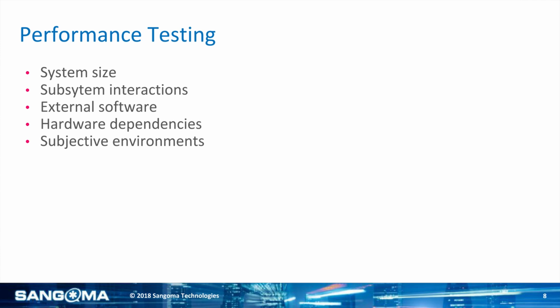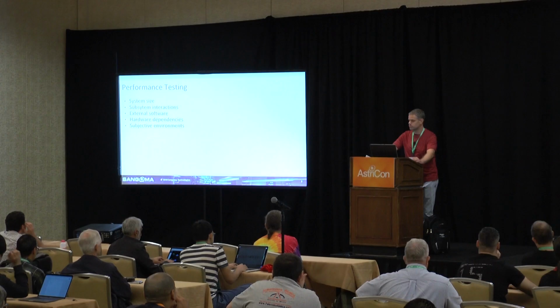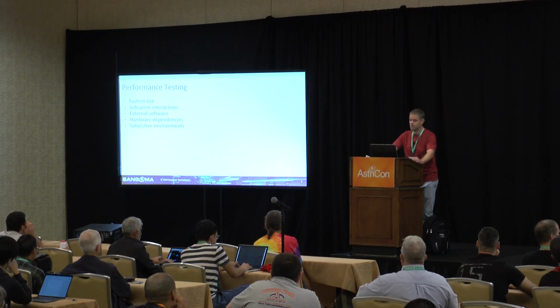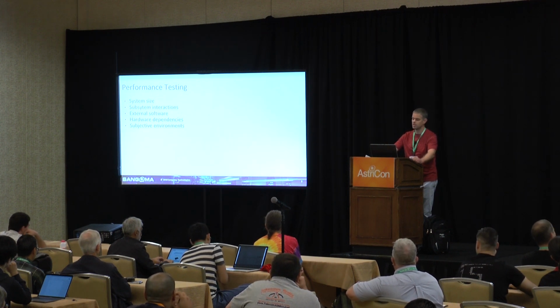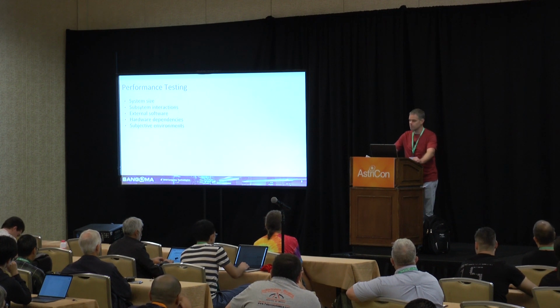Performance testing, as he mentioned, can be tricky when gathering results. It's made more difficult by a few factors, things like the size of the software. Asterisk is quite a large system, as everybody knows. Then there's the interaction between subsystems, so Asterisk has many parts that talk to each other, different modules talking to each other in the core. Reliance on external software: Asterisk uses various third-party libraries, so that's another factor. Also hardware dependencies and communications. Asterisk heavily utilizes disk I/O and network I/O.